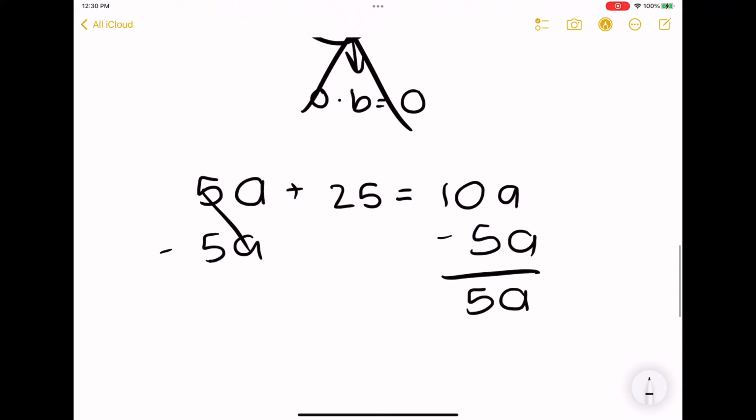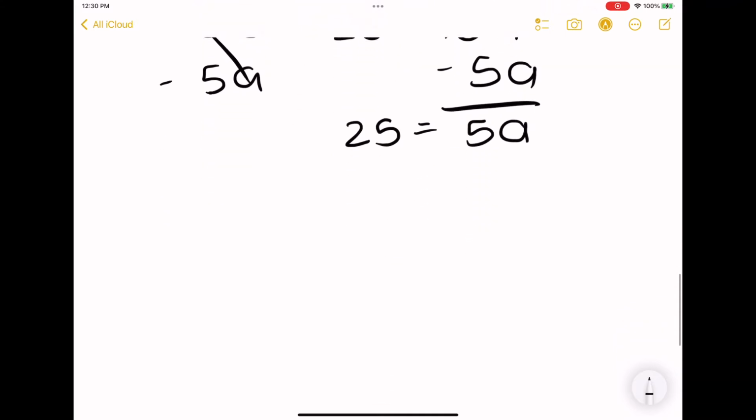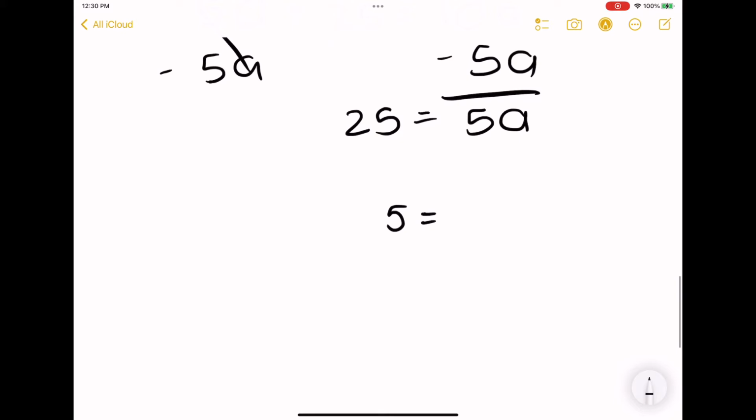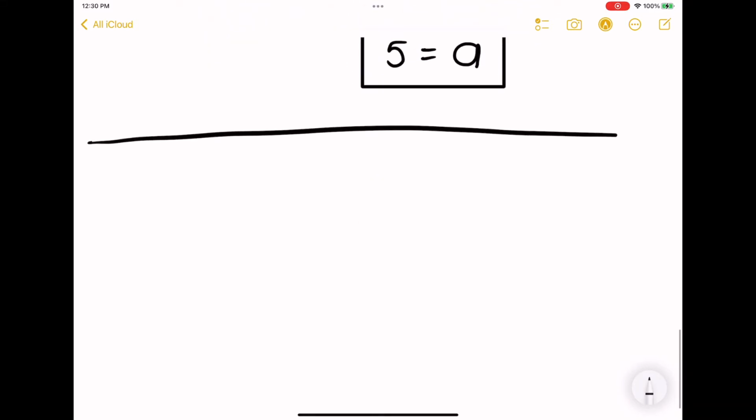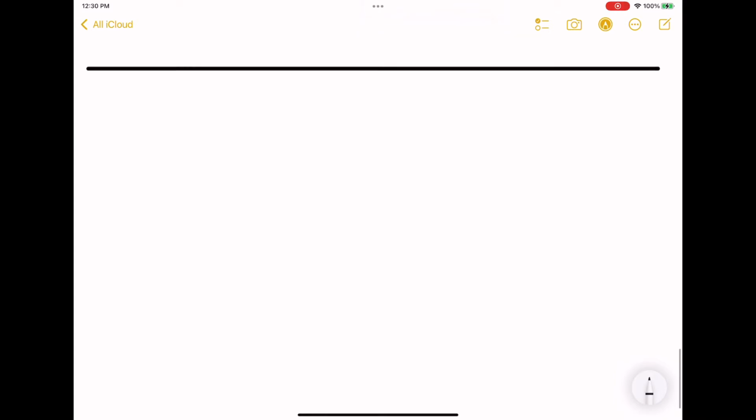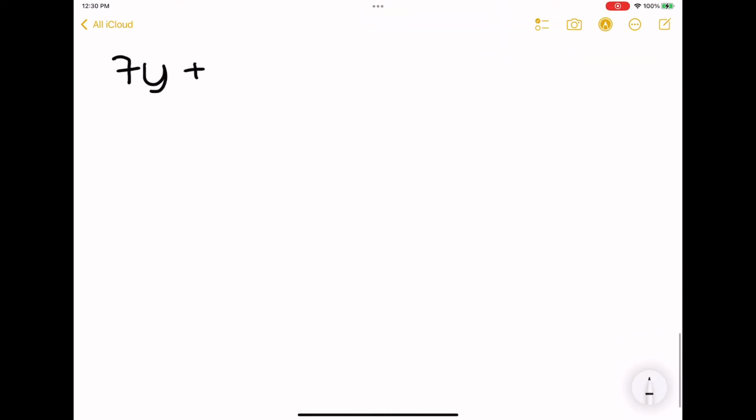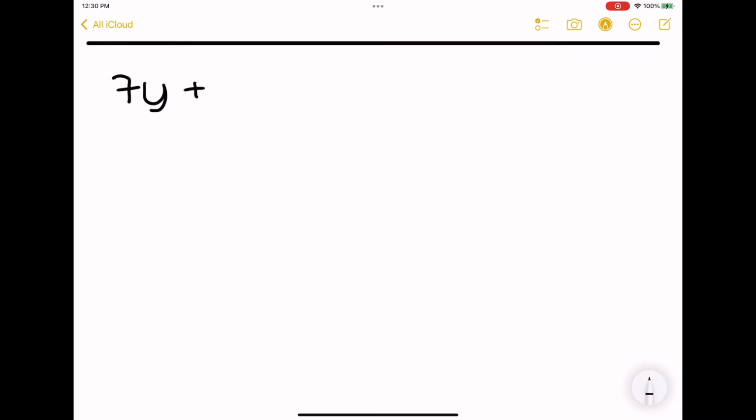So again, we are going to isolate the variable, subtract 5a on both sides, get 25 is equal to 5a. Then divide by 5 on both sides just to find out what a is equal to, and we'll get 5 is equal to a. Now, in order to check our work, we could plug it in and you would get a true statement. Now you all will have 1 minute to do a practice problem all by yourselves. And this practice problem is 7y plus 9 is equal to 10y. You all will have 1 minute to solve this.